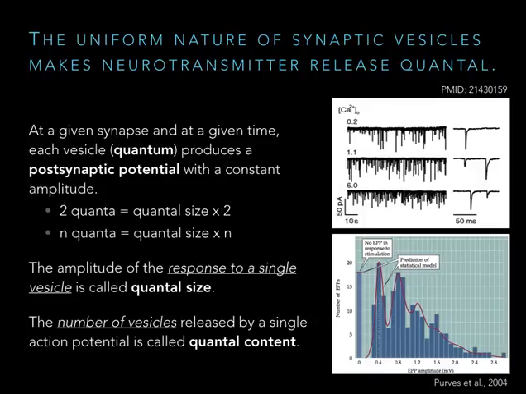Again, differences at different synapses, so differences in quantal size and quantal content can affect this. But you do tend to see this quantal release because of vesicular packaging, because we tend to release the same amount of neurotransmitter at each synapse. Because they have a given quantal size and quantal content, we get these reliable responses.